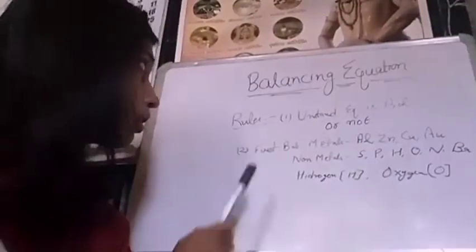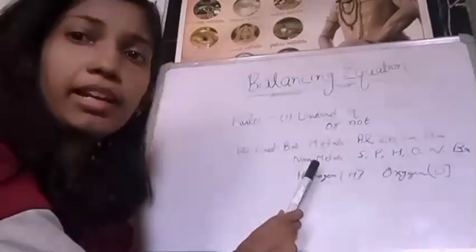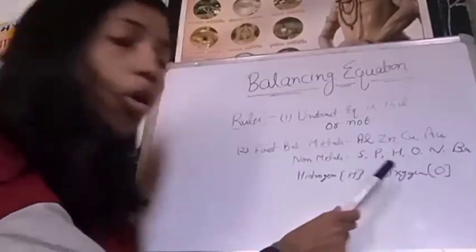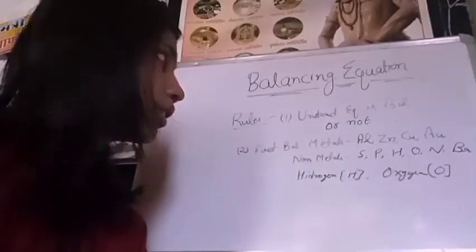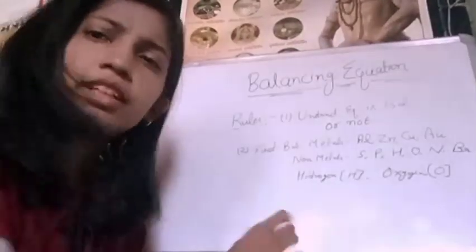Okay, so the first rule is to understand whether the equation is balanced or not, and then first balance metals, then balance non-metals, and then balance hydrogen or oxygen. If you do not understand which are metals and which are non-metals, then don't worry, I will solve this problem also.